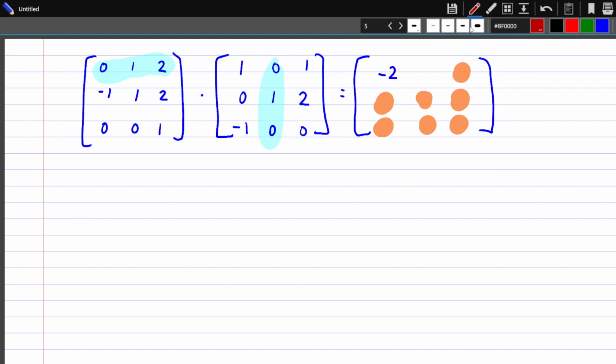So let's do this again. First element of the first row times first element of the second column. 0 times 0 plus second element here times second element here. 1 times 1 plus third element here times third element here. 2 times 0, which is 0, plus 1 plus 0 is 1. Do you get it? Do you get the whole process, how it's done?